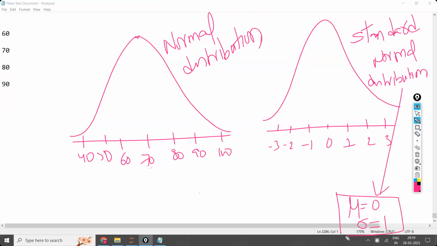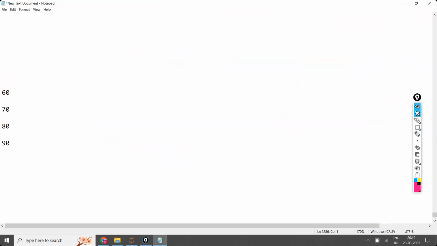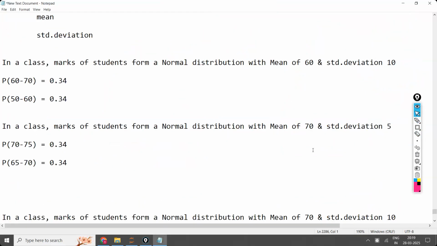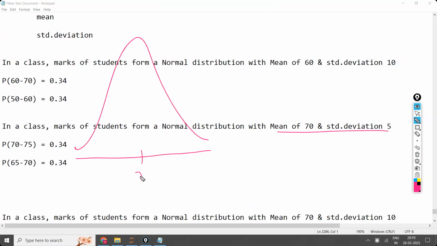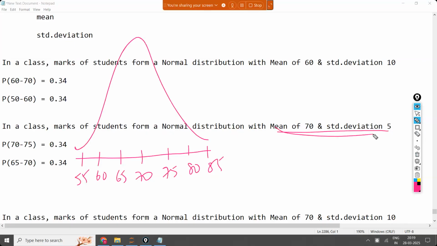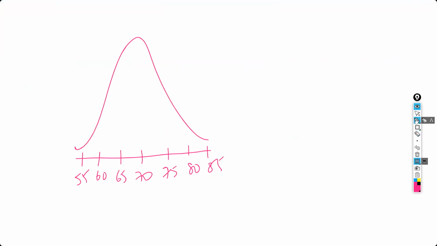Sir, this example is like that, sir. How will every example be like that? Let's give it a try. Now, let's go with this example. For this example, the mean is 70 and the standard deviation is 5. Let us draw the normal distribution first: 70, 75, 80, 85 on this side, and 65, 60, 55. This is the normal distribution. Now convert every value to the corresponding Z-score.